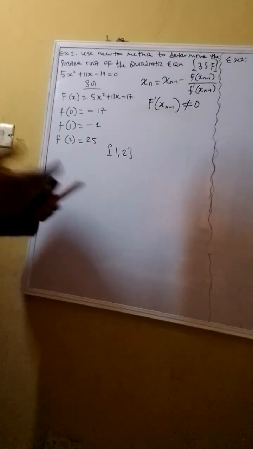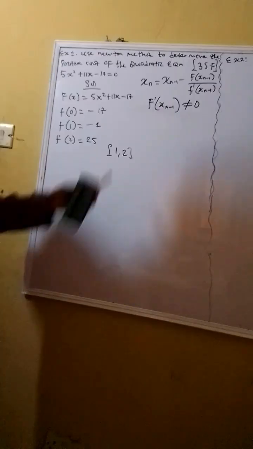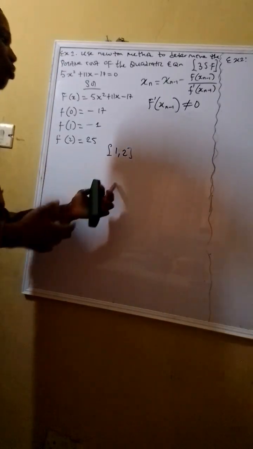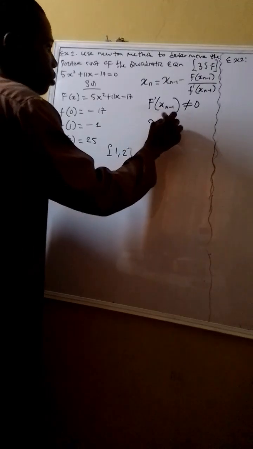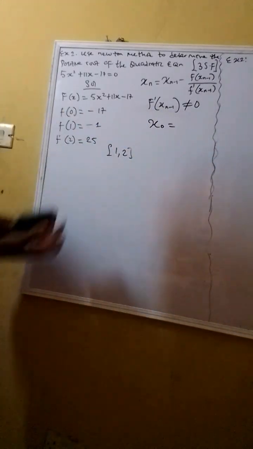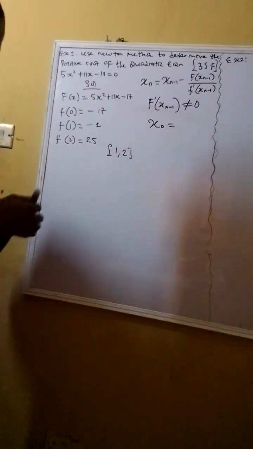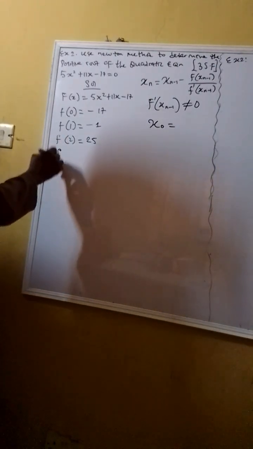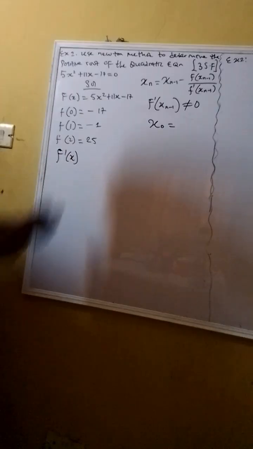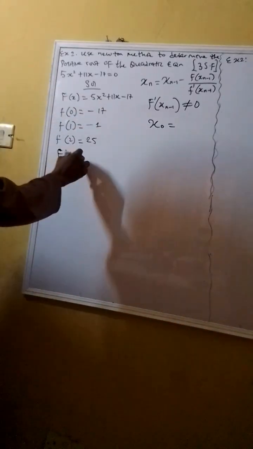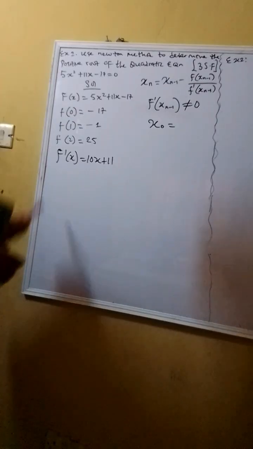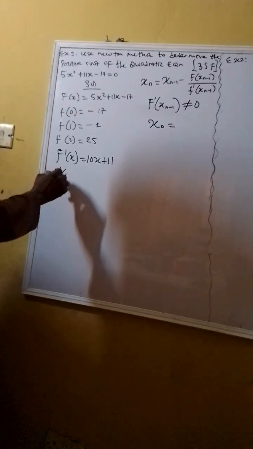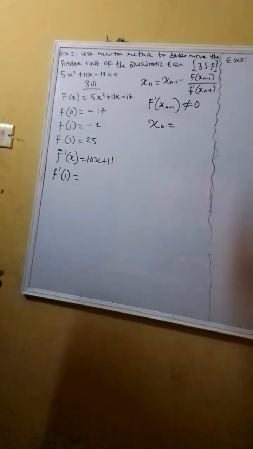Now from there, let us differentiate the function first. Then we insert 1 into it, or we insert 2 into it, to see which one we can utilize as our x naught. This is based on the intermediate value theorem. So from here we have 1 and 2. Then we differentiate the function. This becomes 10x plus 11. And if I insert 1 into this function, I have what?